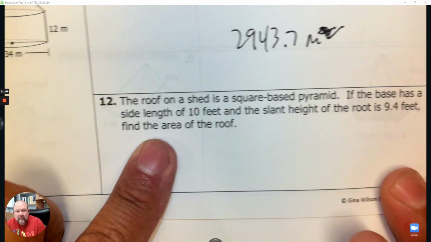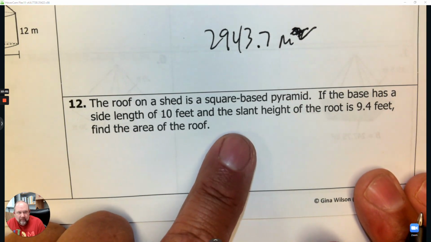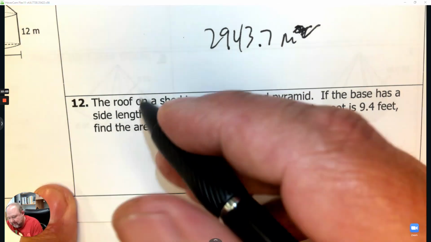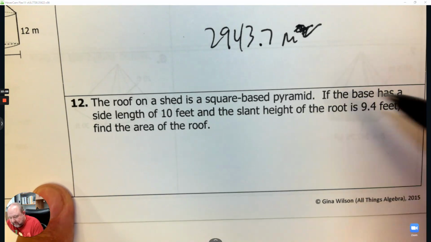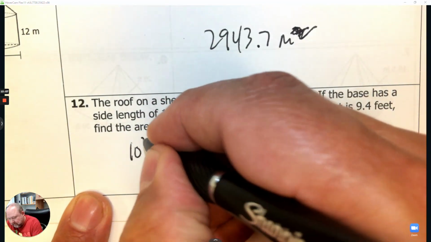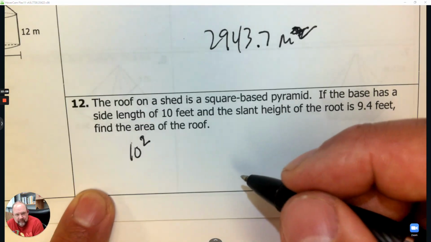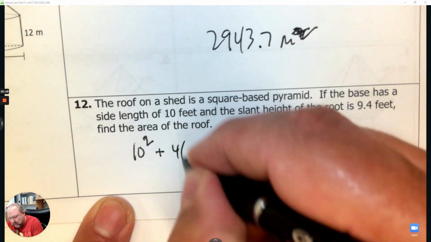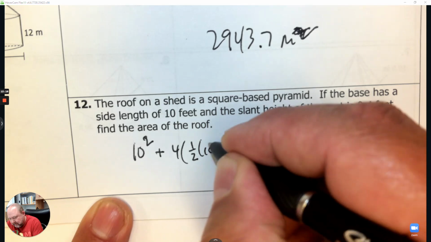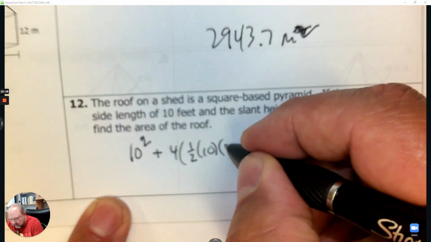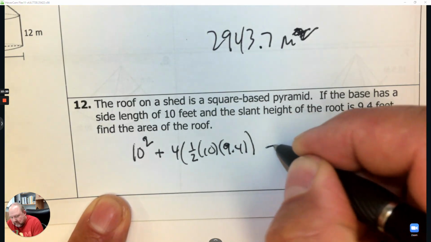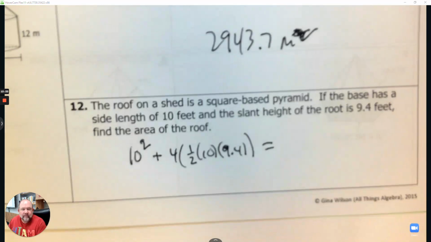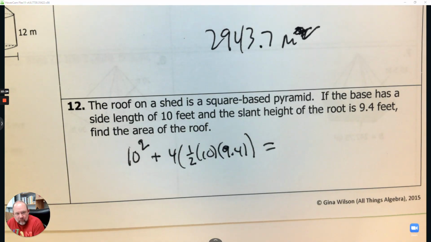All right, last one here. The roof on a shed is a square base pyramid if the base has a side length of 10. So the base is 10 squared, because it's a square. And then there are 4 triangles, and half the base times the slant height, which is 9.4. Find the area of that roof.